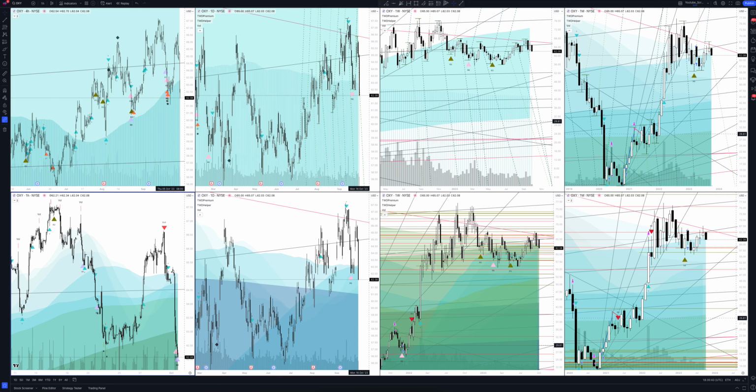Today we will take a look at Occidental Petroleum stock. Let's analyze the market situation and find out how you can make money on it. Let's start.